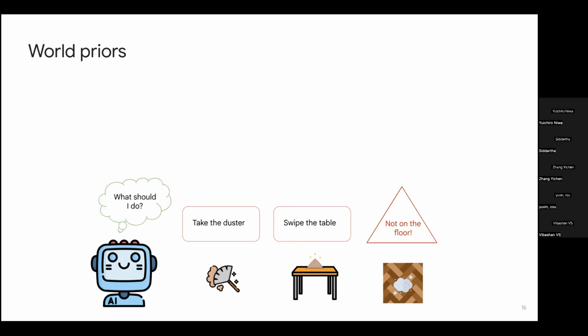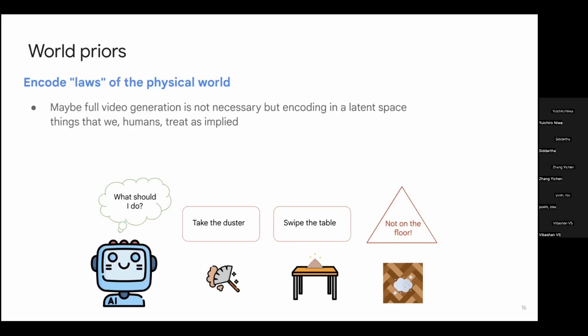For instance, if somebody tells a human, oh, please swipe the table, it's implied that you don't want the crumbs to end up on the floor, but a robot wouldn't know that. So, as I said, we could encode laws of the physical world. One thing that has been interesting in the language world is chain of thought. So we could apply chain of thought techniques, or come up with new ones, to encode common sense that way, or even what is physically possible in the world of a robot, because physical constraints do matter a lot for robotics.